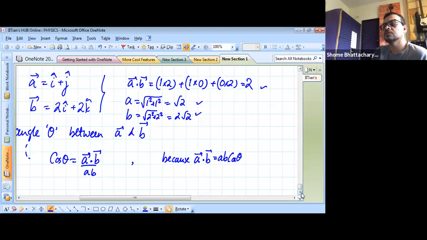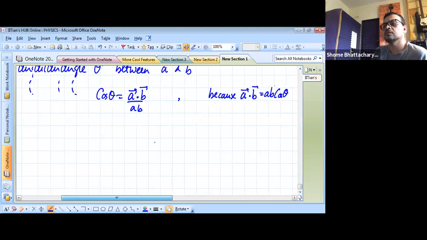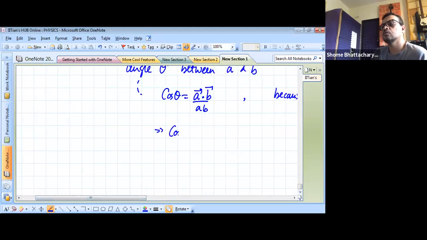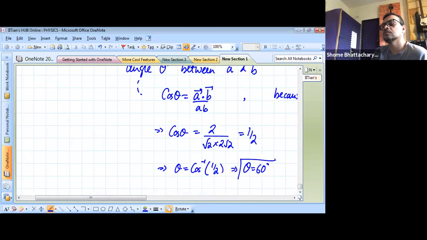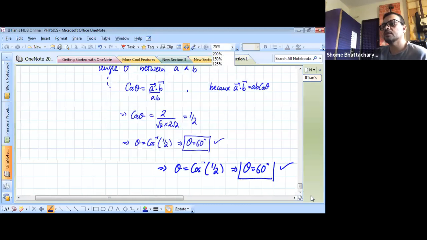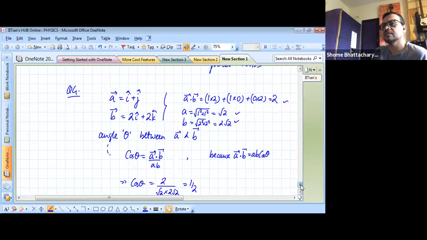Substituting these, we will get cos theta as A dot B, which was 2, divided by mod A, which was root 2, into mod B, which was 2. So this will be half. That means theta is cos inverse half, which means that theta is 60 degrees. So that becomes the answer for question number 4. Just note this down if you need to, and then come to question number 1. We'll first go back to question 1, then come to question 5.